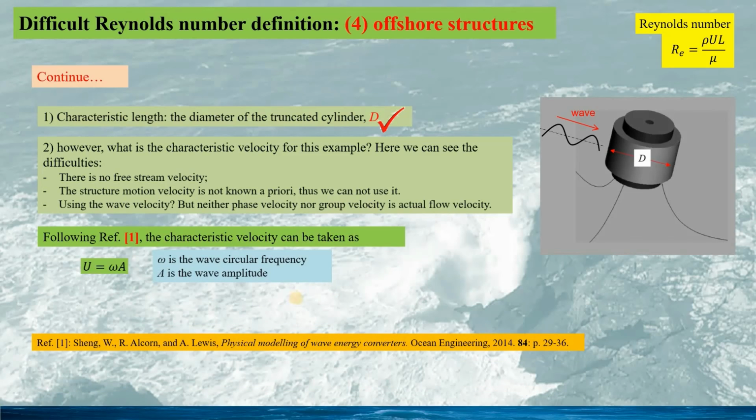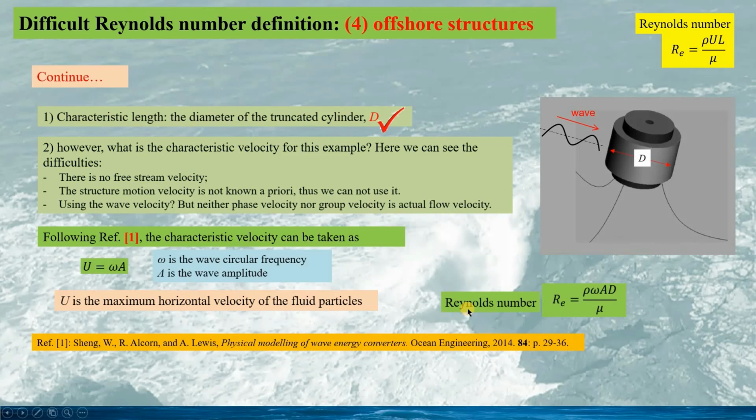Following reference 1, the characteristic velocity can be taken as u equaling omega a. Here, omega is the wave circular frequency, and a is the wave amplitude. By this definition, u is actually the maximum horizontal velocity of the fluid particles. As such, the Reynolds number for the floating structure can be calculated using this formula.